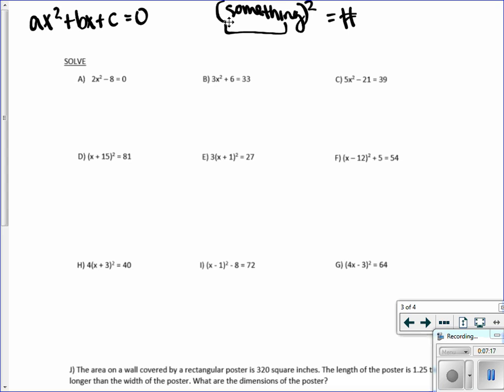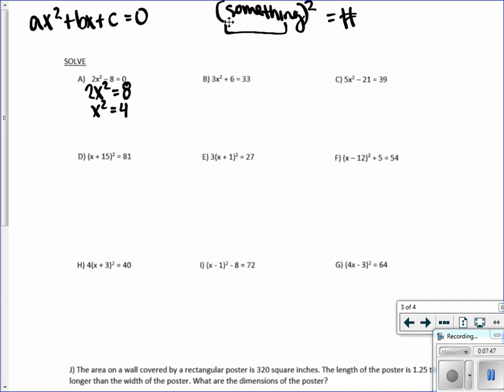So if you look at A, we need to get where one side is just something squared and the other side is a number. So what do we have to get rid of on this one side? The 8. How do we move the 8 over? Solving like normal, so 2x squared equals 8. We need to get that one side to just be something squared. So what do we still have to do? Divide by 2, because the 2 is not being squared, it's just x squared. So x squared equals 4.